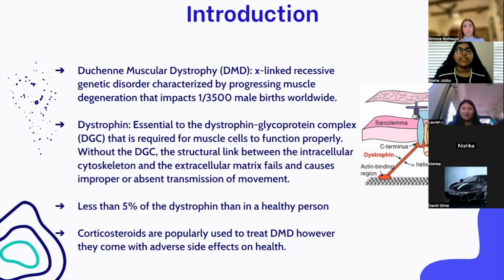As a result, this literature review was conducted to evaluate side effects of treatments like corticosteroids, including prednisone and deflazacort, and compare those to the treatments using vamorolone, which is a synthetic steroid currently under production specifically created to target Duchenne muscular dystrophy.